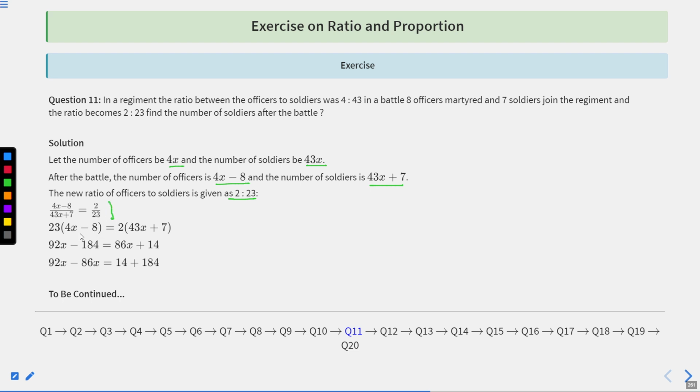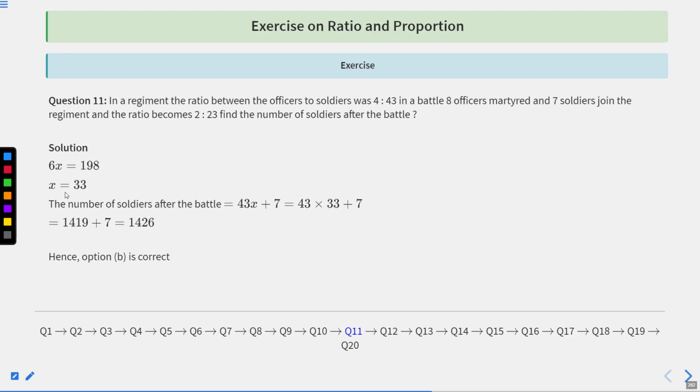So 23 times (4x minus 8) is equal to 22 times (43x plus 7). When you simplify this, you will get x equal to 33. So the total number of soldiers after the battle is equal to 43x plus 7, which is equal to 1426. So the correct option here is option B.